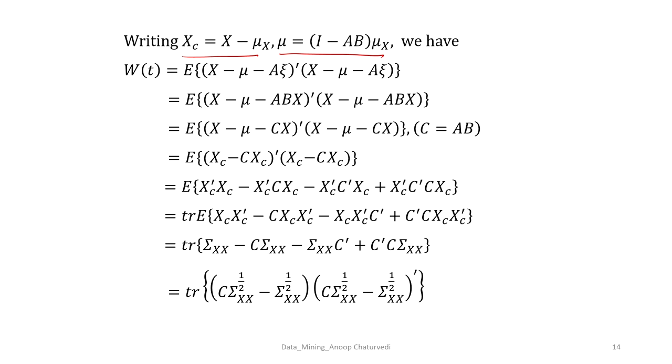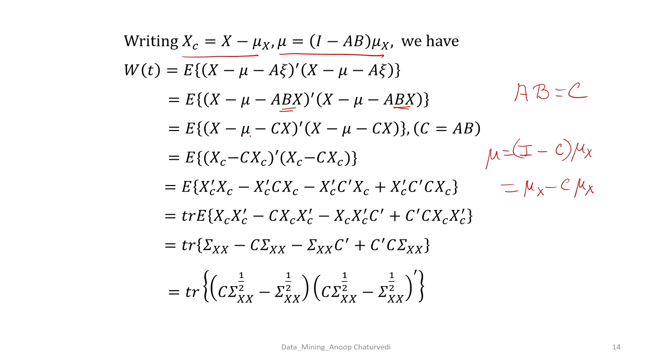Then you can write WT equal to expectation of (x minus mu minus A psi) transpose (x minus mu minus A psi). And then we write psi equal to Bx, and we write AB equal to C. So, you get expectation of (x minus mu minus Cx) transpose (x minus mu minus Cx). And then we substitute mu equal to (I minus AB) mu x, or mu equal to (I minus C) mu x, or mu x minus C times mu x.